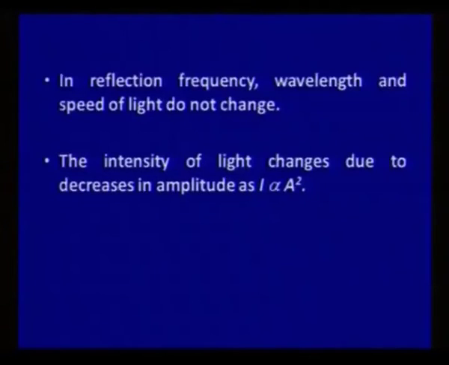In reflection, there is no change in the frequency, wavelength and speed of light. So, what about intensity? Good question. The intensity in reflection changes. There is no perfect mirror which can reflect 100% of light, and this intensity changes with the change in amplitude. As you know, intensity is directly proportional to the square of the amplitude. So when the amplitude decreases, the intensity in reflection of course also decreases. Right.